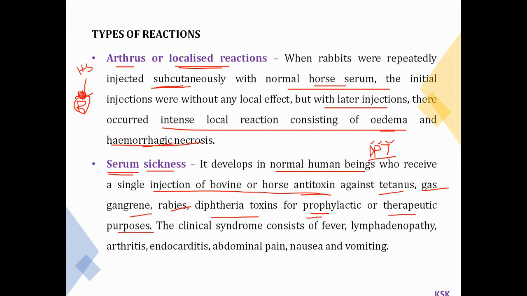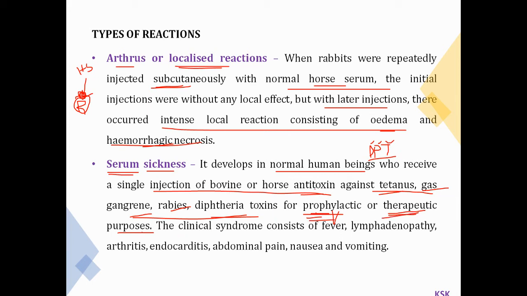What is meant by prophylactically? Prophylactically means given before the attack of disease. The example is vaccines. Vaccines are given prophylactically, that means before the attack of disease. Whatever antitoxins I mentioned, tetanus, gas gangrene, rabies, diphtheria, may be given either prophylactically or for therapeutic purposes. Therapeutic means given after the attack of the disease, for the treatment.